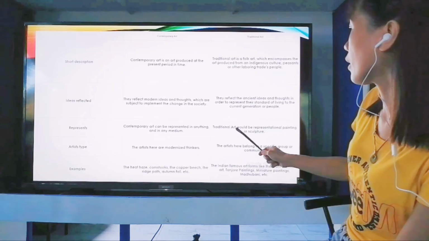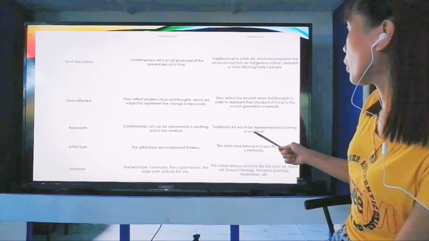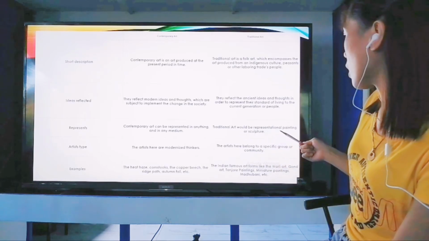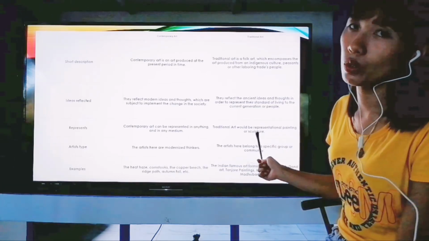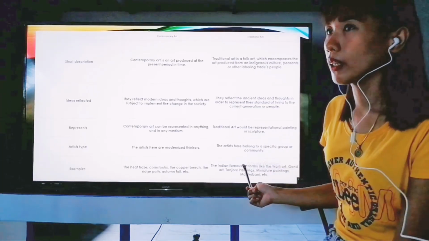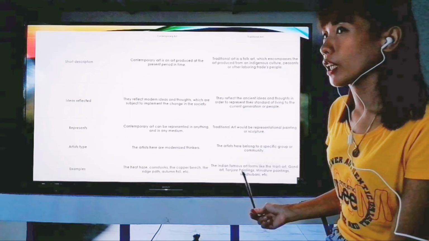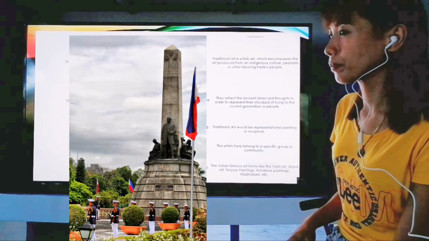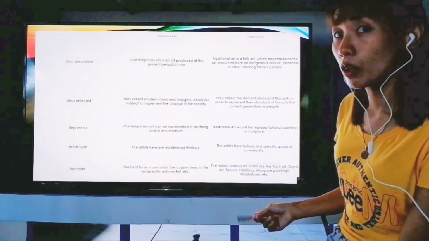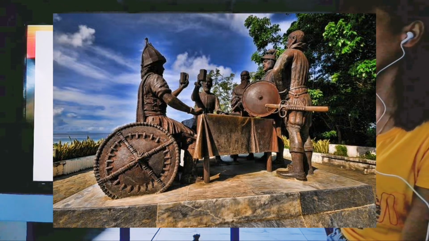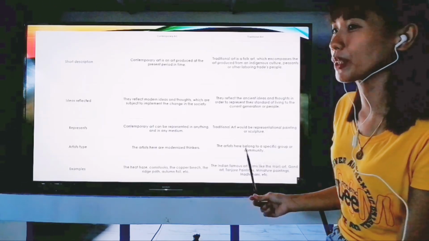Next, in traditional art would be representational painting or sculpture. Like the monument of Rizal, Blood Compact, I Shall Return.